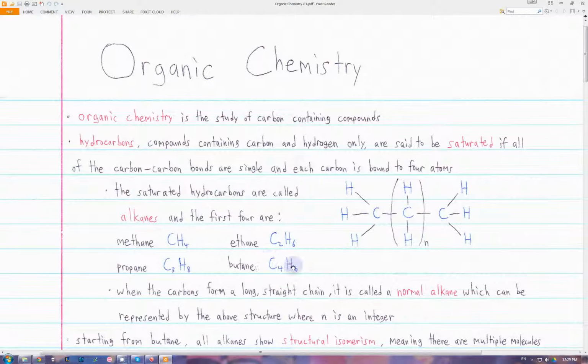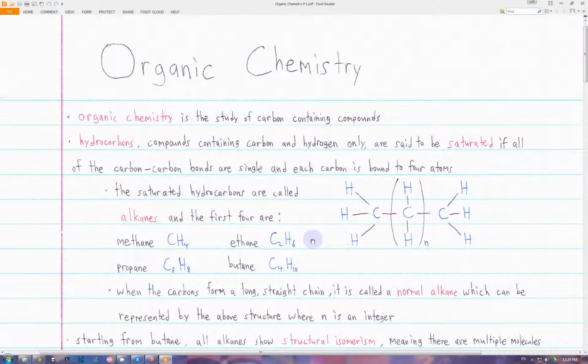And beyond butane, you name the alkane by using the prefixes. For example, 5 carbons, which would be pentane, is C5H12. And then we have hexane, heptane, octane, and so on. Only the first 4 have special names.